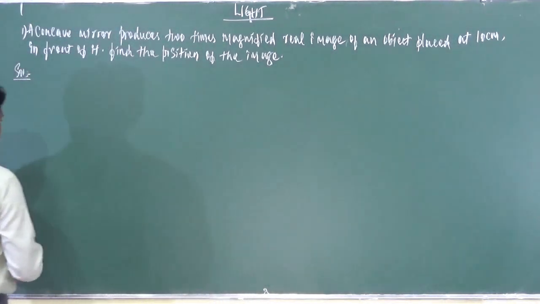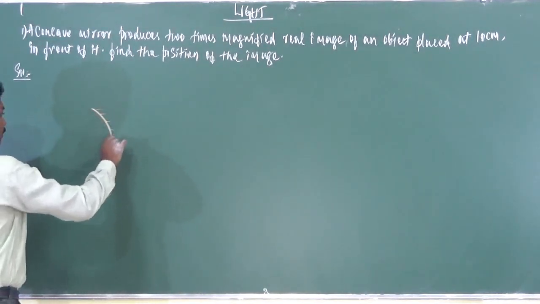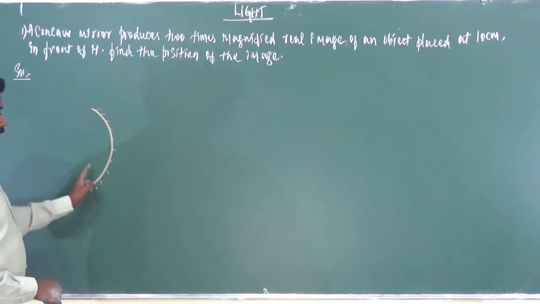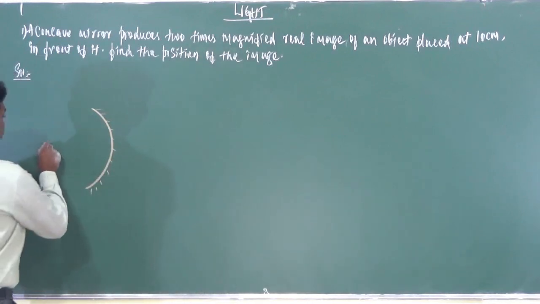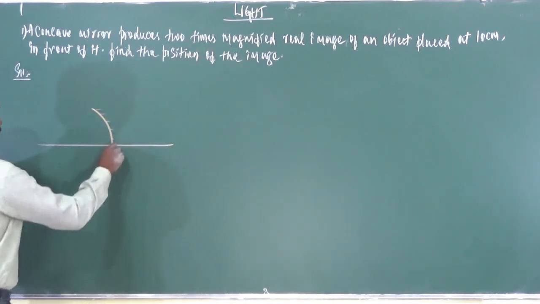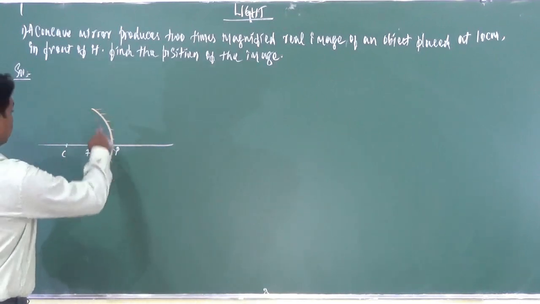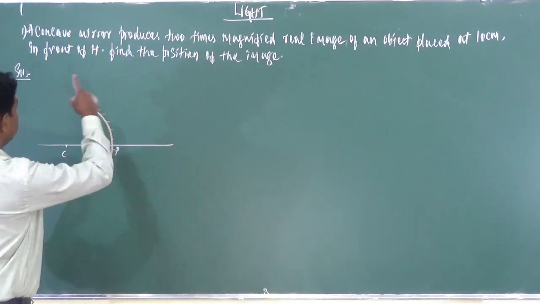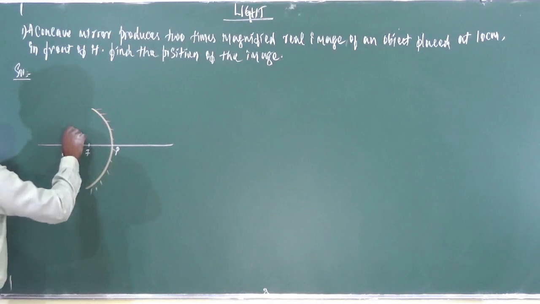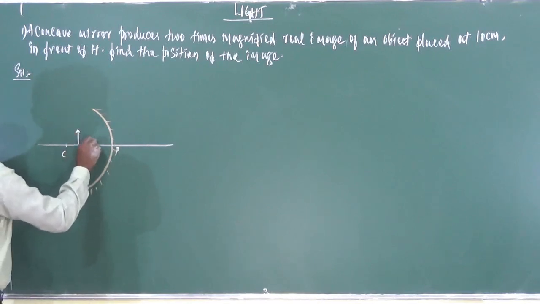So let us, for our reference, draw a ray diagram for this. It is not required in your examinations. These ray diagrams are not required in your examination, but for our reference, I am going to draw it. So this is the principal axis, very simple, center of curvature, and this is the focus. Now, this is a concave mirror, produces 2 times magnified real image of an object placed at 10 centimeters in front of it. Okay, let us place the object somewhere here. That is 10 centimeters here. Let this distance be 10 centimeters.